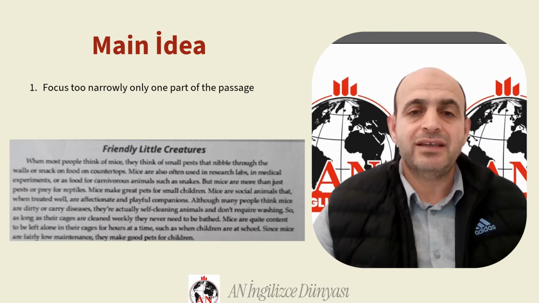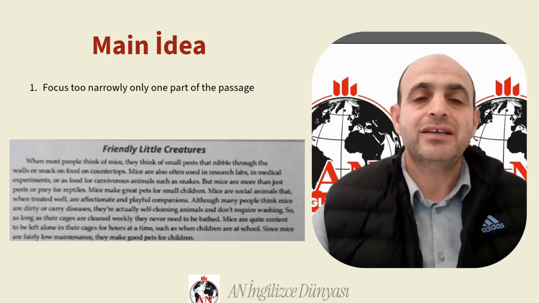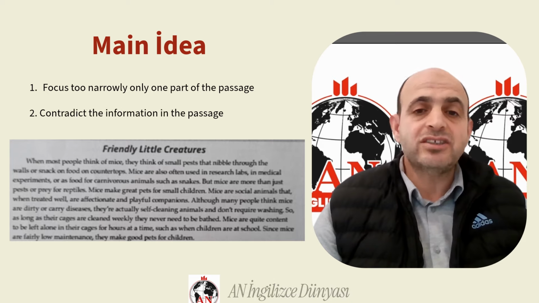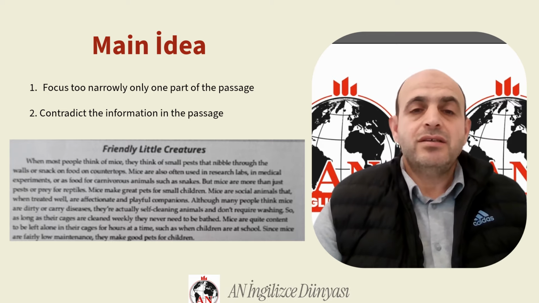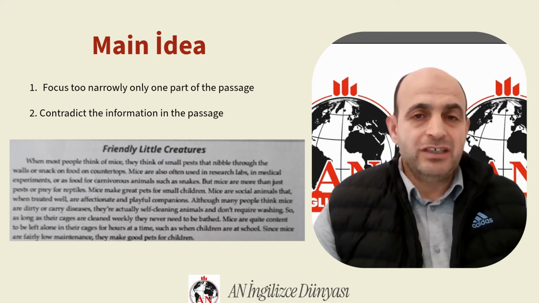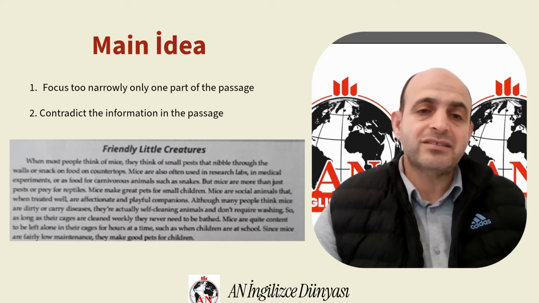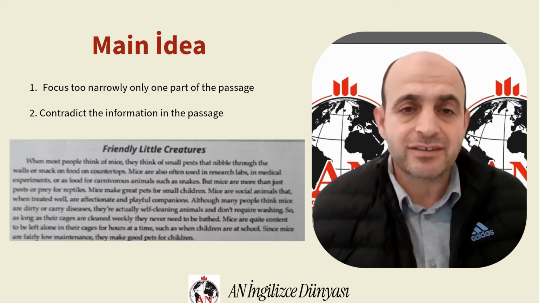The other thing you should be careful about in finding the wrong answers is options that contradict the information in the passage. So if the option is too narrow, or if the option contradicts the ideas given in the text, they are not correct. That's why you can easily eliminate them. Then you can find the correct answer.